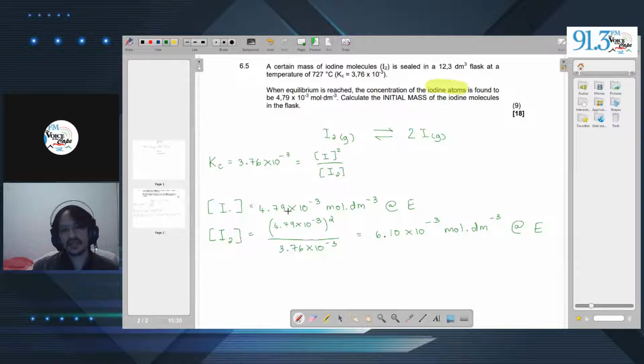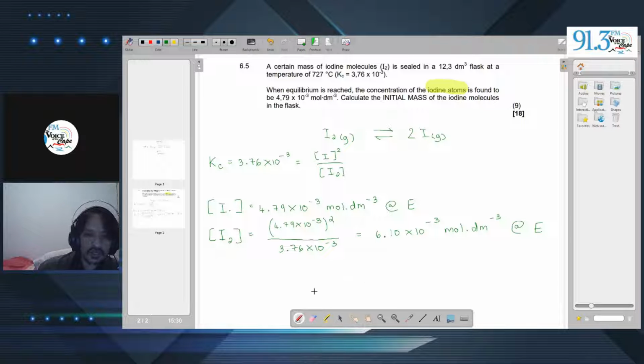So what do we have? Now we have a concentration of iodine atoms at equilibrium, and we have the concentration of iodine molecules at equilibrium. So how does this help us? Well, this will assist us in finding our initial masses. Okay, now all we need to do is this.